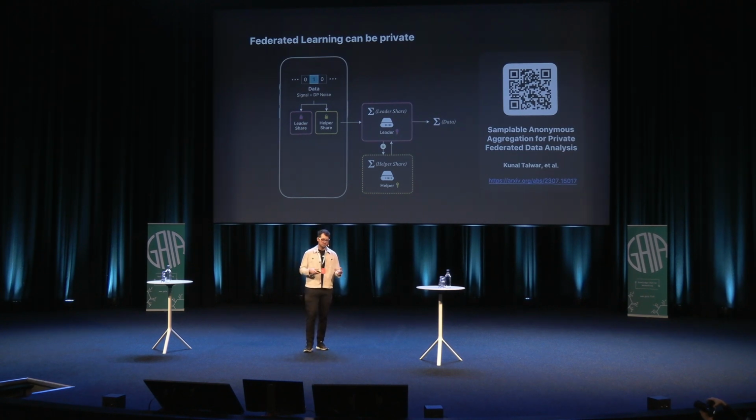And with two servers like this, we can have a split trust model where only one of the servers needs to be trusted to ensure that Apple only sees the aggregate. And this helper server can be run by some other entity.